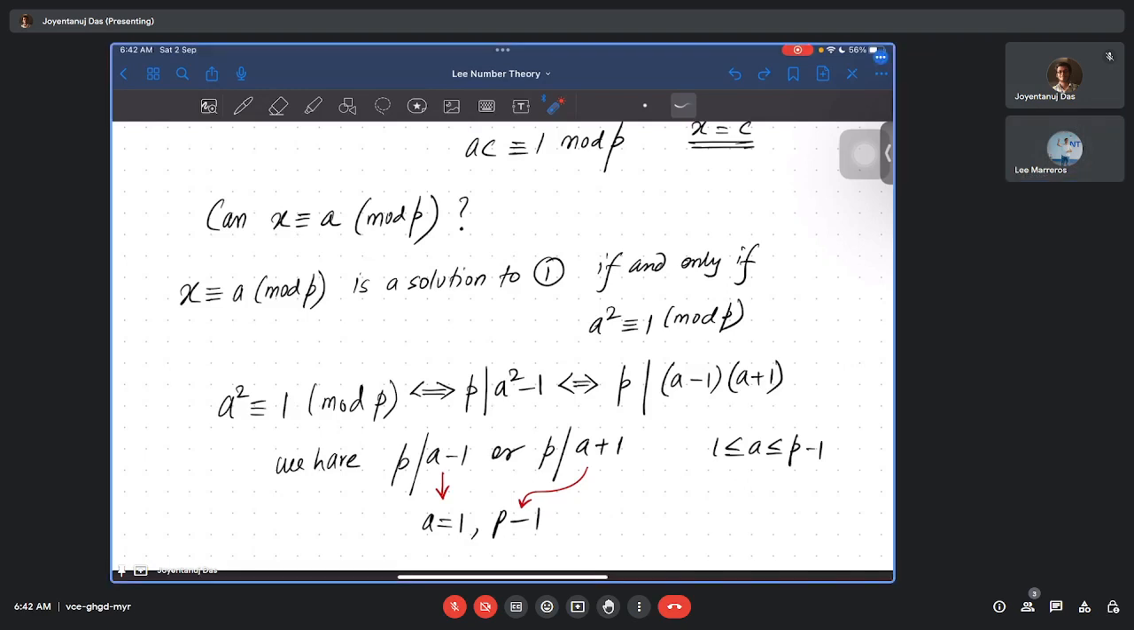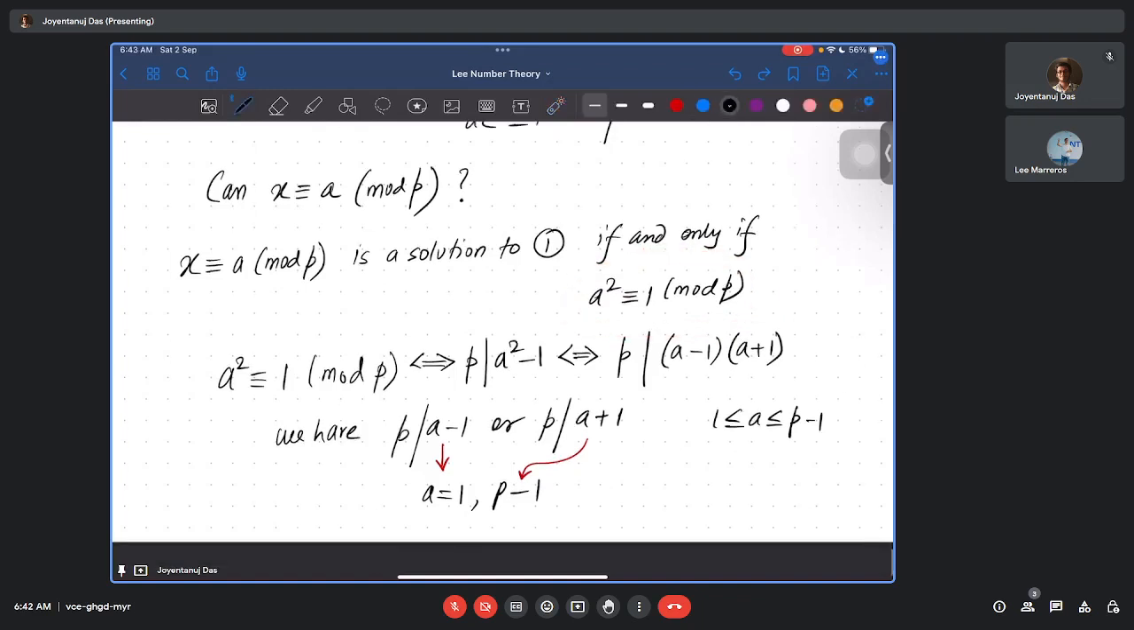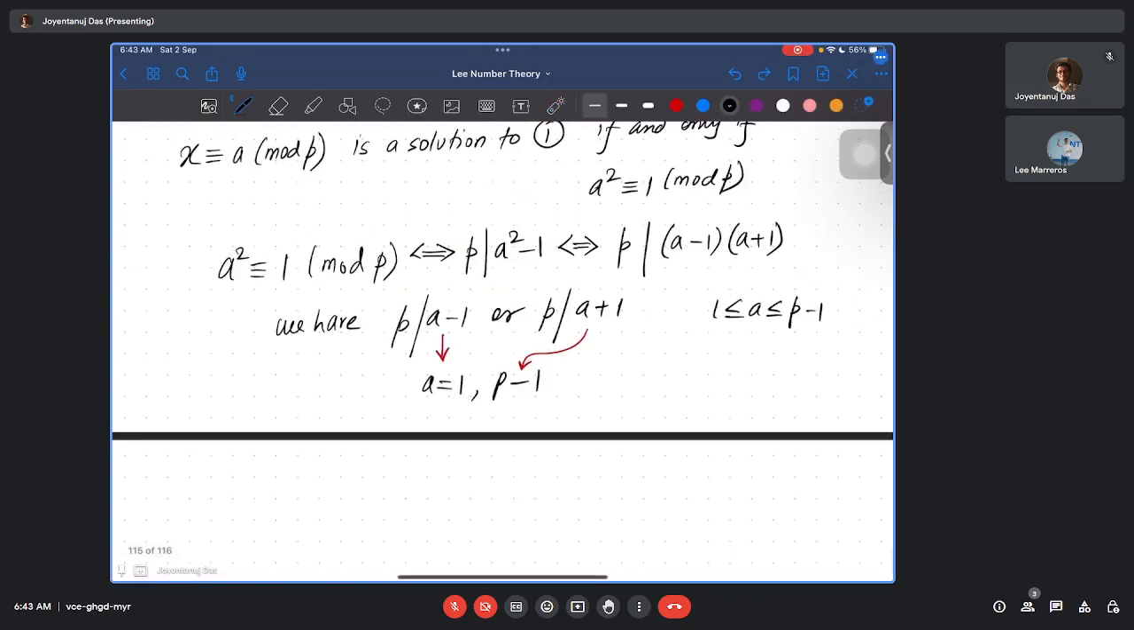So these are the only two cases, that is a equals 1 and a equals p minus 1, where this thing is holding true. That is, what I have is a square congruent to 1 mod p. So this is true for a equals 1 and a equals p minus 1. So this is what I got, right?